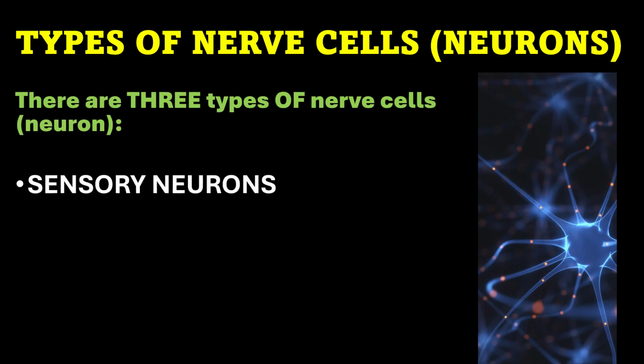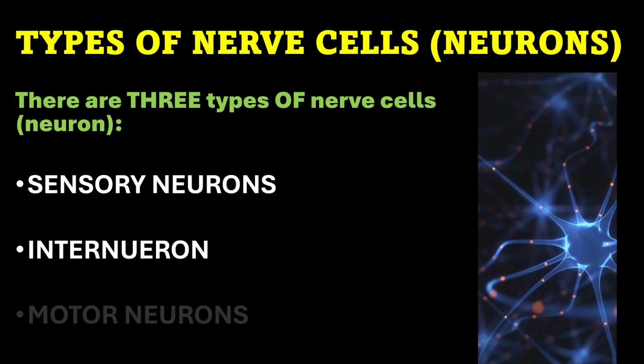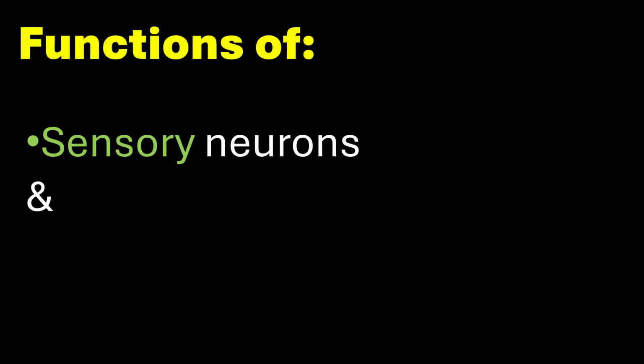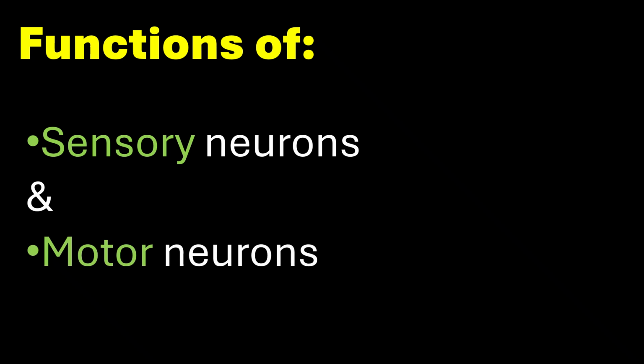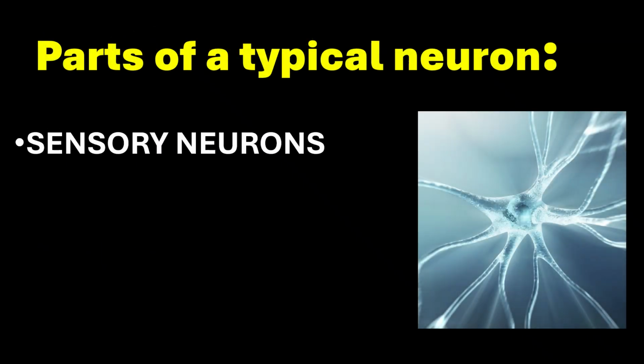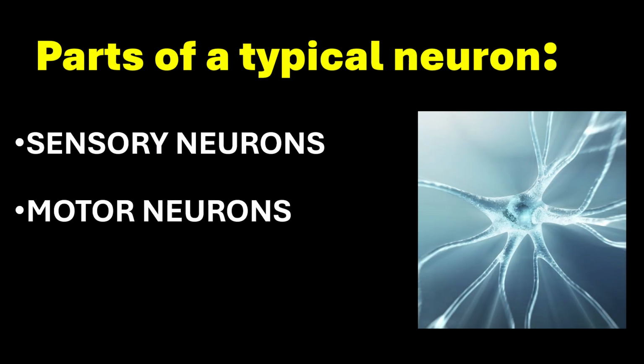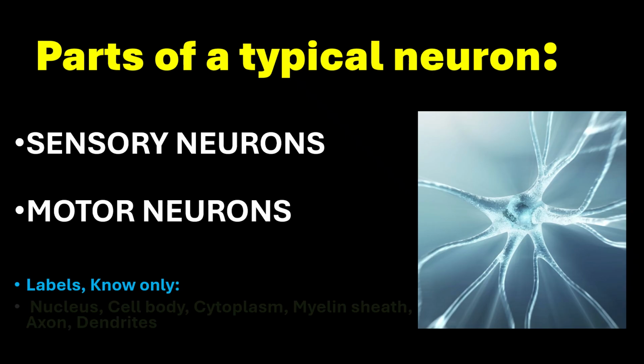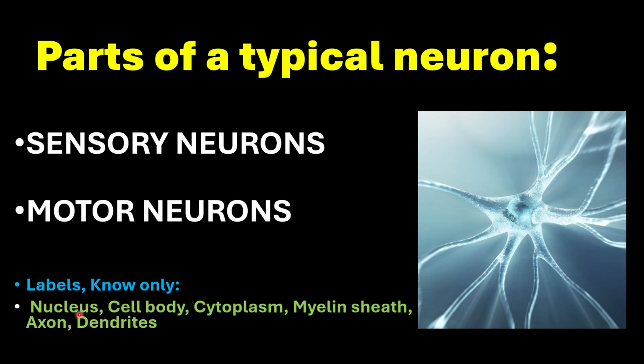So there are three types of neurons. The first is called sensory neuron. The second is interneuron. And the last one is motor neuron. The functions of the two neurons are very important, even though you have to also know the functions of the interneuron. Moreover, for examination purposes, the parts and the structure of the sensory neuron and the motor neuron is something you need to know. You must be able to draw and label it. And when you are drawing it, you have to be able to label the nucleus, cell body, cytoplasm, myelin sheath, axon, and dendrite, just as I showed you earlier on in our study.